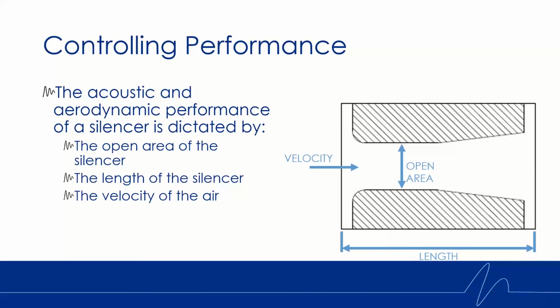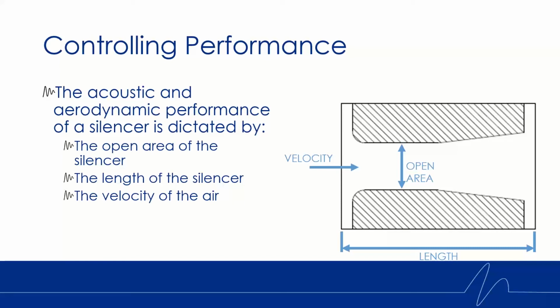So the way that we control the performance of a silencer is either through the open area or the length of it. So the bigger the open area, the lower the pressure drop, but it's going to have lower insertion loss. The smaller that open area, the better the insertion loss, but the higher the pressure drop. The length is very good at controlling the noise as well.